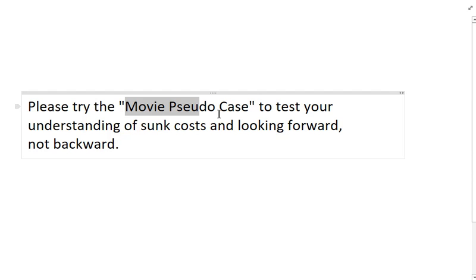Now, to test your understanding of this looking forward, not backward idea, I've created a fake case which I call a movie pseudo case. It's a short little thing about two different movies that are in the middle of being produced, and you can decide whether to keep producing the movie, finish it up and release it to the public, or to abandon the movie, cut your losses, and try something else. So this is not a graded thing, but try it out and see if you can pass the looking forward, not backward test.